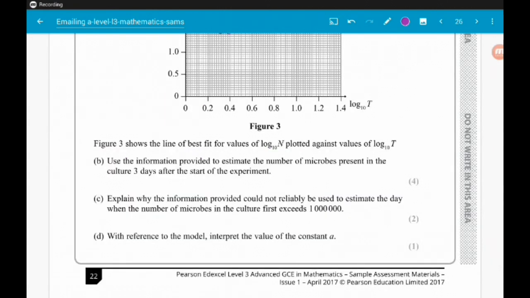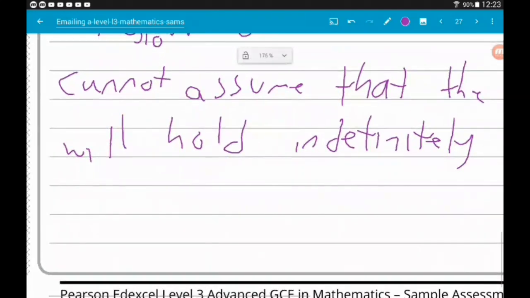Okay, then part D asks us to explain or interpret the value A in the model. So, remember, n is equal to A times t to the power of b. So, for once here, A is not the initial value. Remember that t is the number of days that have passed since the start of the experiment. If t was equal to 0 here, then n would equal 0.